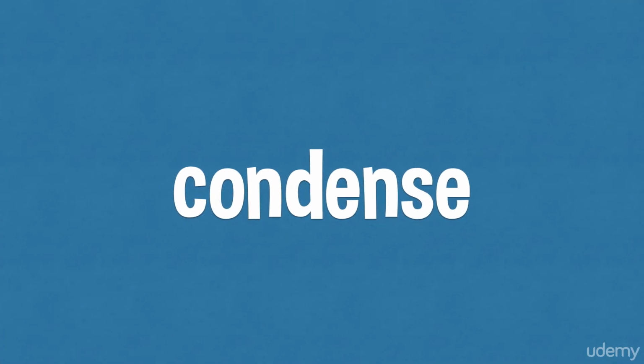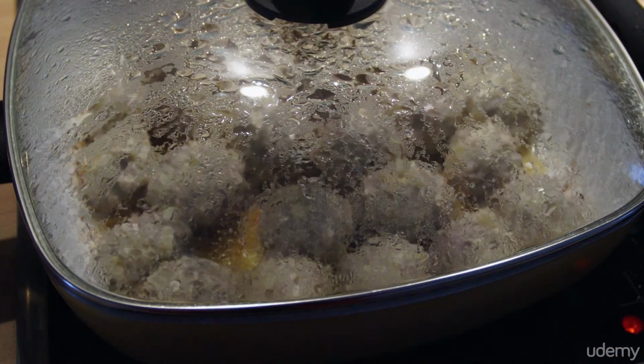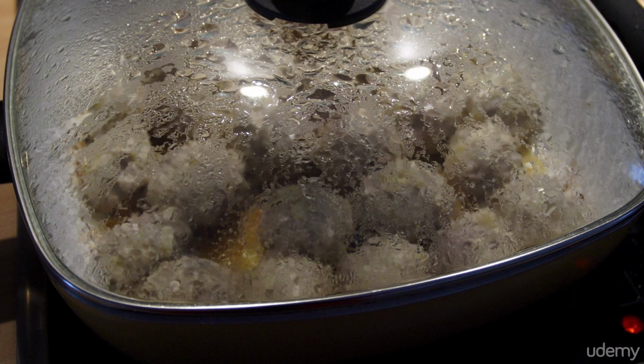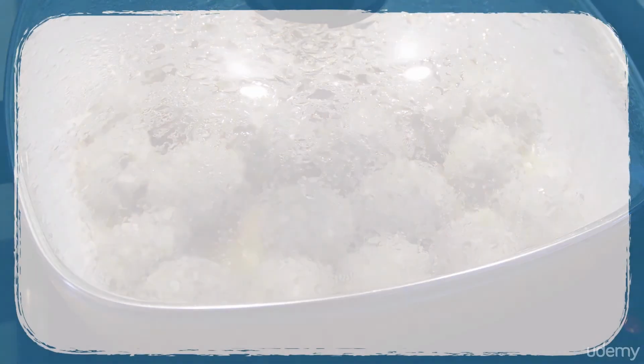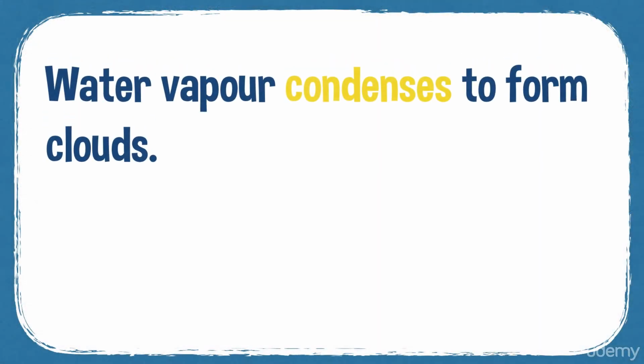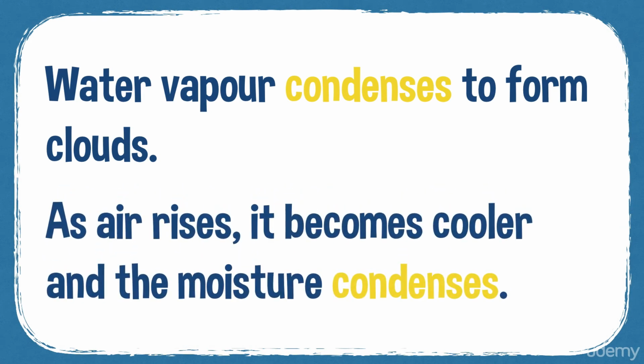Your next word is condense. When a gas or a water vapour is condensed, it becomes a liquid. So here is a pan of meatballs. Now some of the water in the pan has condensed on the bottom of the lid. It's turned back into water. So water vapour condenses to form clouds. As air rises, it becomes cooler, and the moisture condenses.